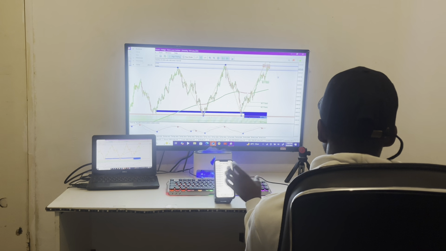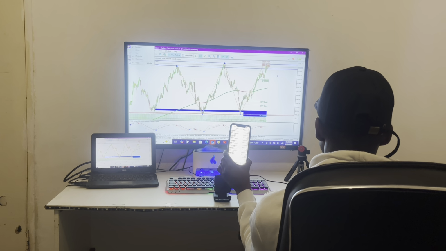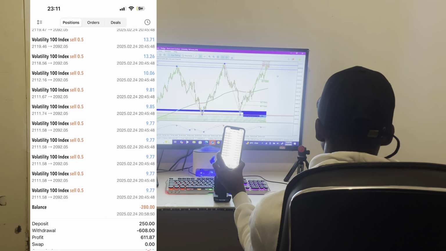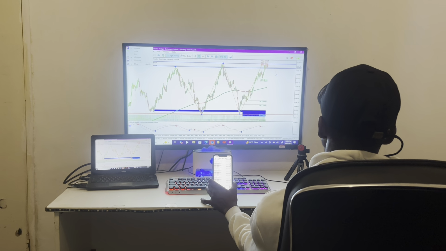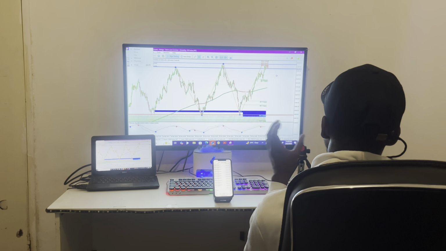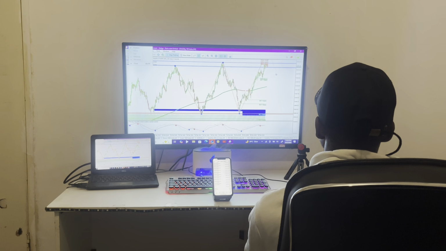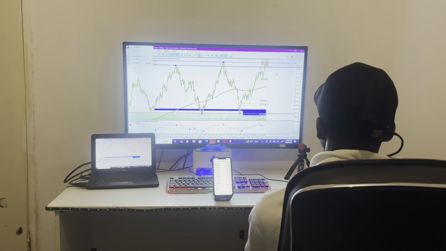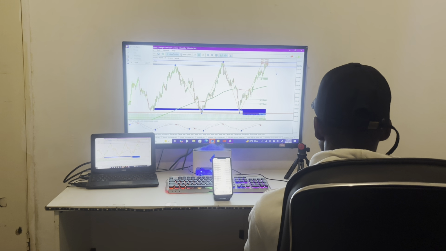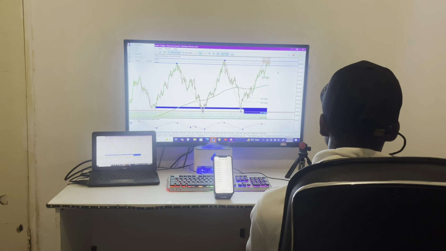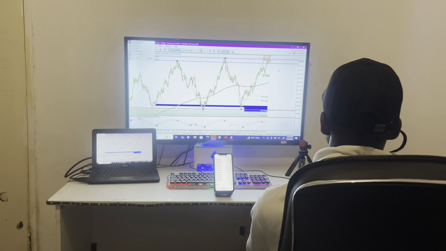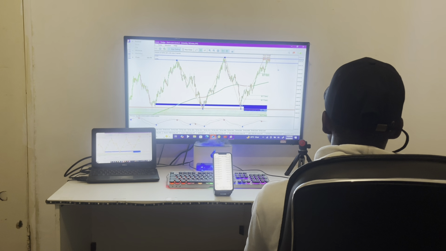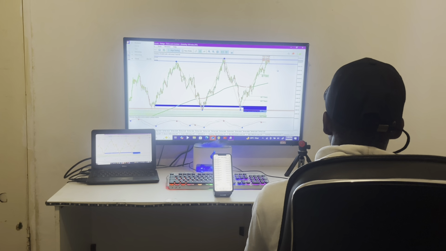So today I was using this simple system. As you can see, I made over $600 profit using this simple system, guys. How did I do it? I'm going to show you step by step how to trade using this simple system. This simple system shows you the entries and all the areas where resistance is going to take place, guys. So stay tuned and watch the entire video.